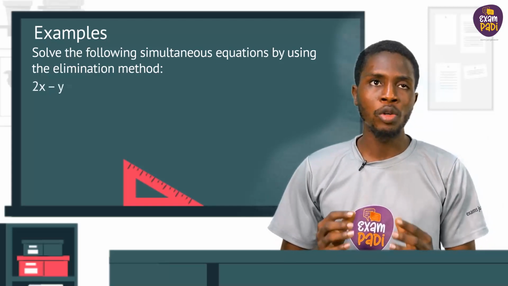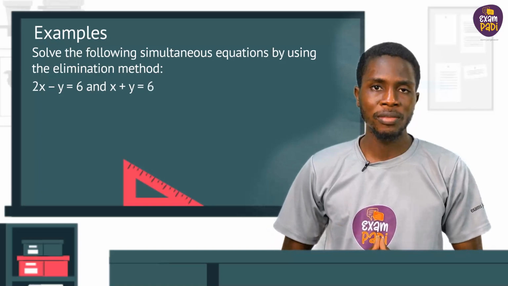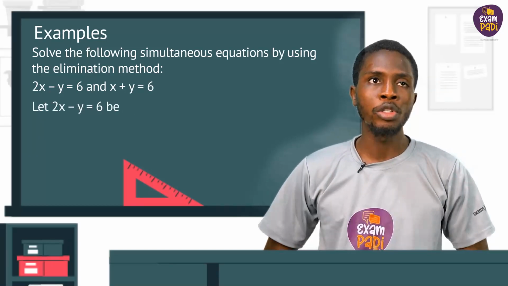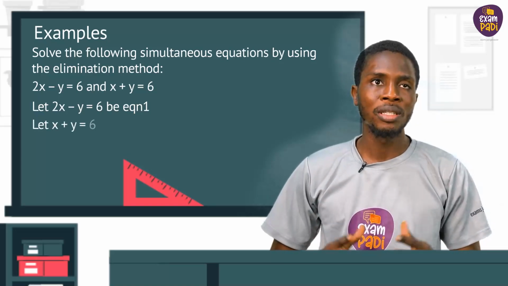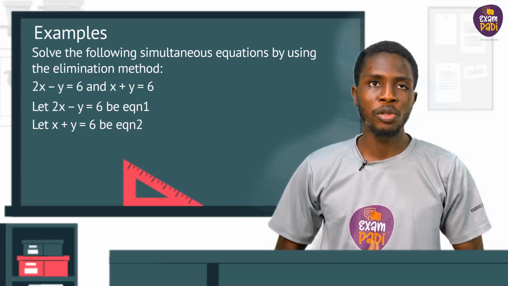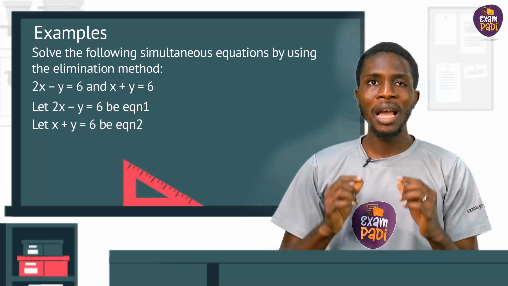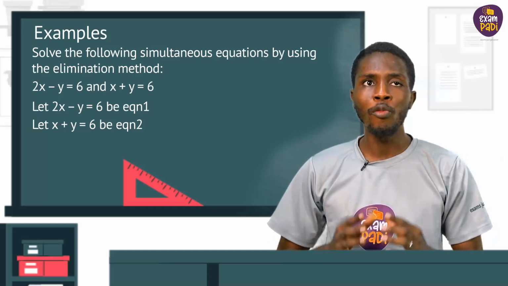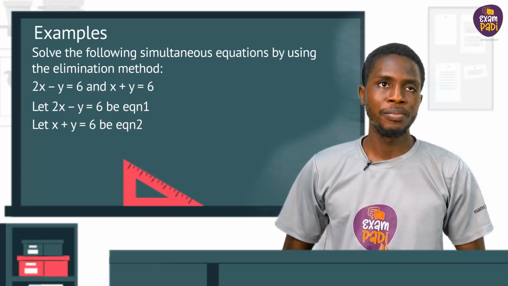2x minus y equals 6 and x plus y equals 6. Let 2x minus y equals 6 be equation 1 and x plus y equals 6 be equation 2. Applying the elimination method, we need to look at the two equations together, and just by adding or subtracting them, we get rid of one variable, leaving the other to be found.